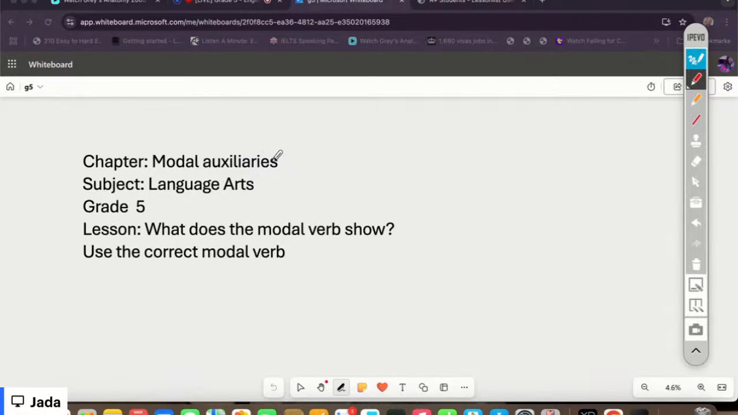Today we will have modal auxiliaries. First, you have to log in using aplusstudent.com. Click on your name, move on to language, add the grade 5. Alright, and then the chapter is modal auxiliaries. The lesson is what does the modal verb show? Use the correct modal verb.